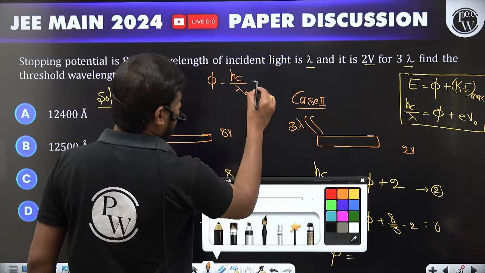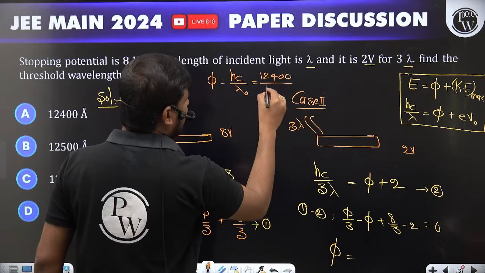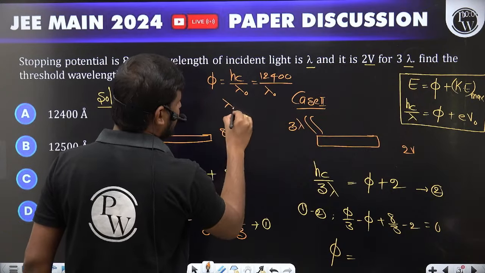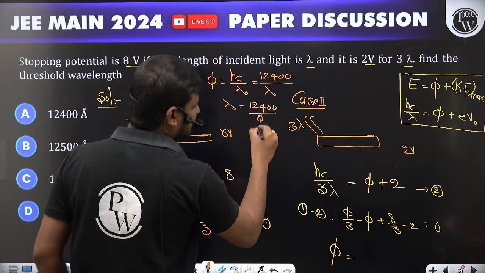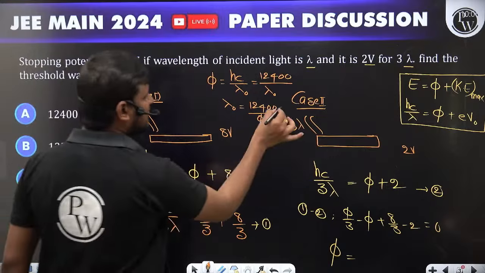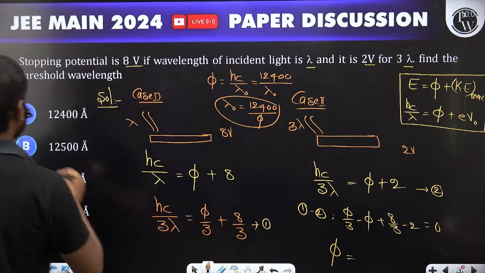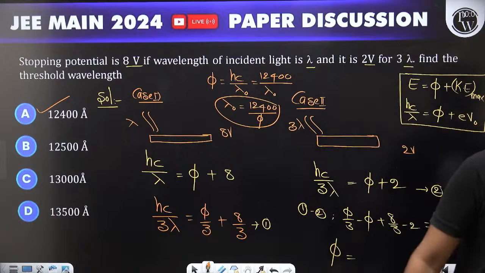So what is this one? You know that 12,400 by, so the lambda naught. So from here the lambda naught will become 12,400 by whatever the phi that you get here, you substitute it here. Okay, so we get the final wavelength in angstroms as 12,400 angstrom. This comes out to be somewhere around 1.